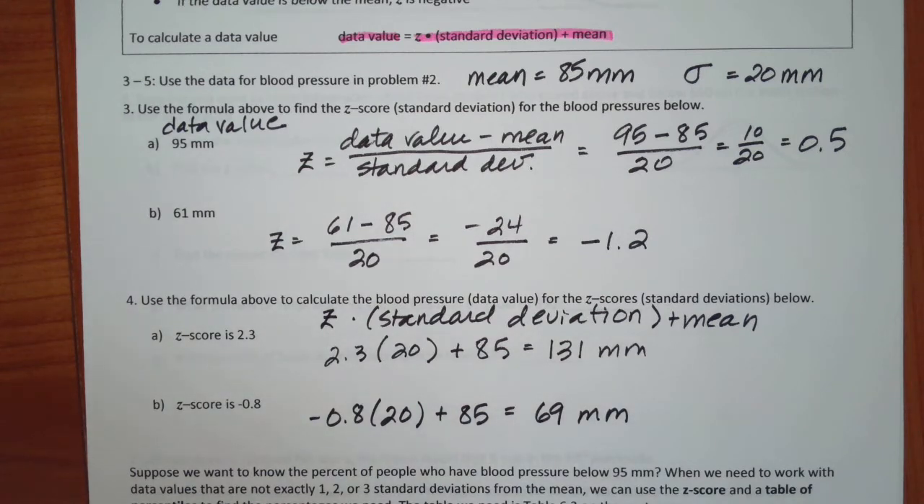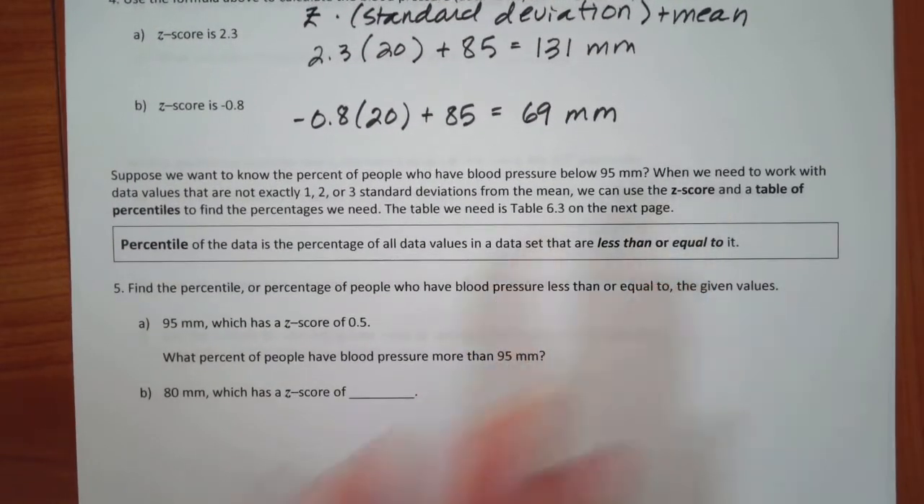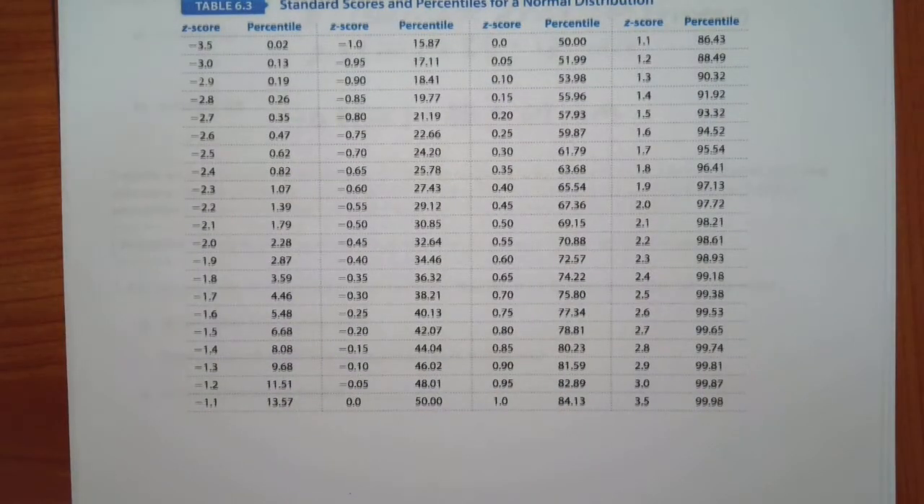Okay. So if you will notice, the next page is a chart, and it deals with standard scores or z-scores and percentiles. So suppose we want to know the percent of people who have a blood pressure below 95. We are going to use the z-score and the table of percentiles that is given to you. So now how do you read this table?